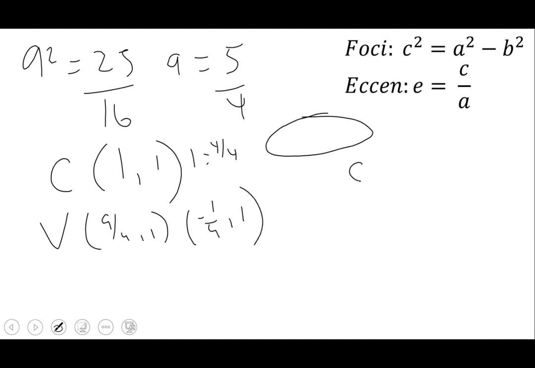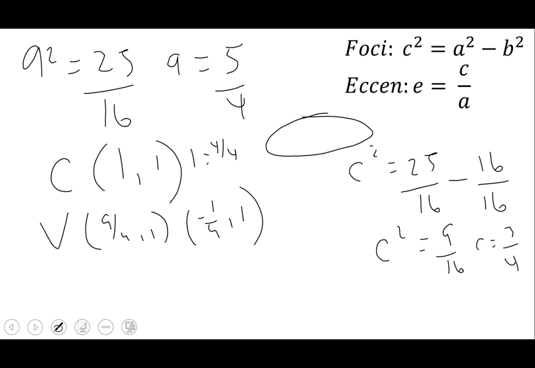Then to find my foci, c squared is going to be equal to the larger, 25/16, minus the smaller, which is 1. And of course, a better way of saying that would be 16/16. That means that c squared is going to be equal to 9/16, which means that c is going to be equal to 3/4. And again, I'm trying my best to have the numbers be nice because why not? The foci now have to be 3/4 units away from the center. So (7/4, 1) to the right of the center, and then (-1/4, 1) to the left.